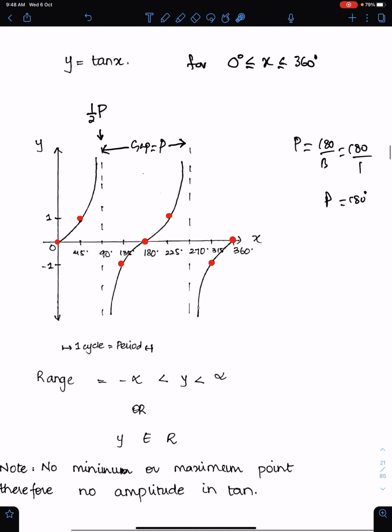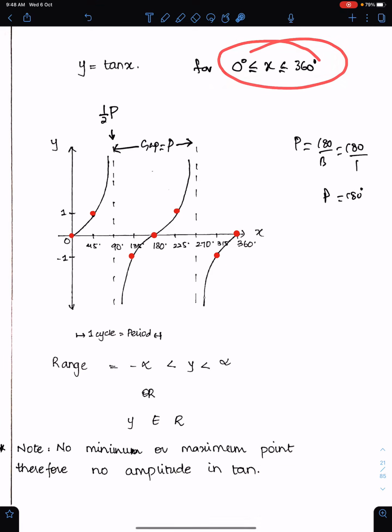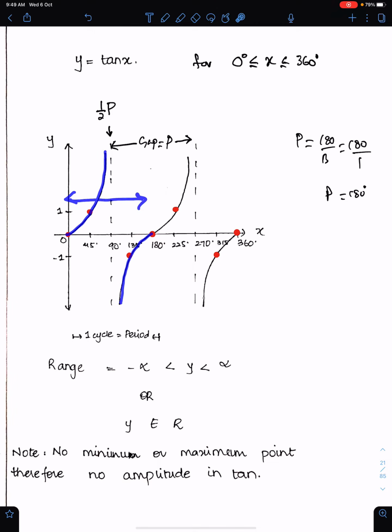This is the standard sketch of tan x for this domain. See, this is one complete sketch. This is one complete sketch. And this is known as the period of tan. For tan x, the intervals are of 45 degrees. This is the formula for finding the interval.